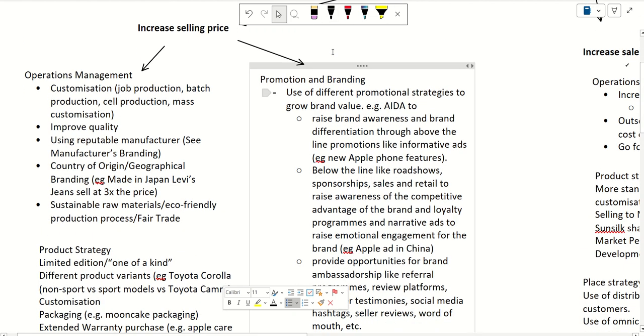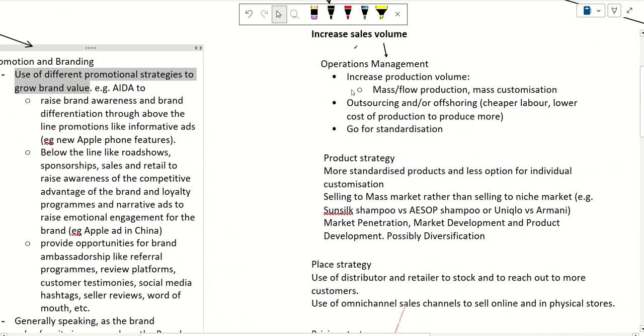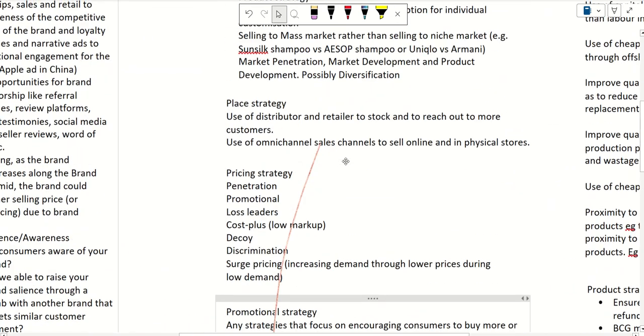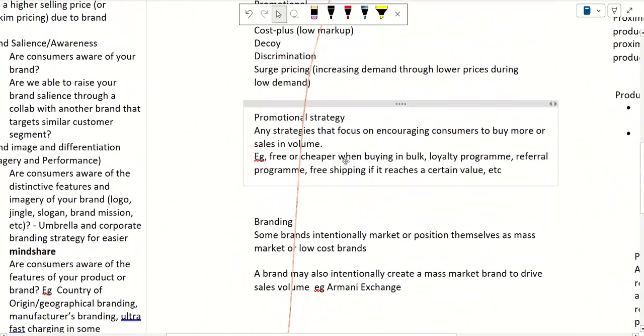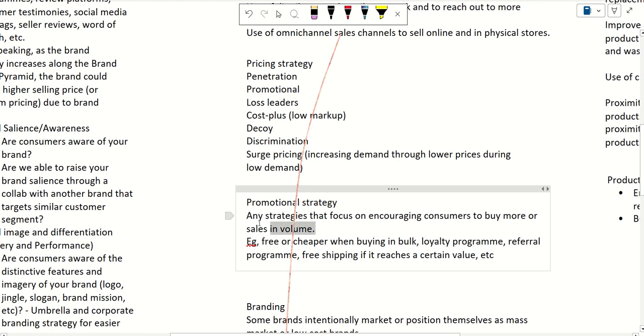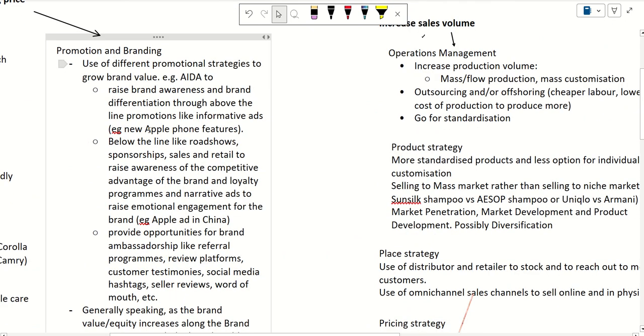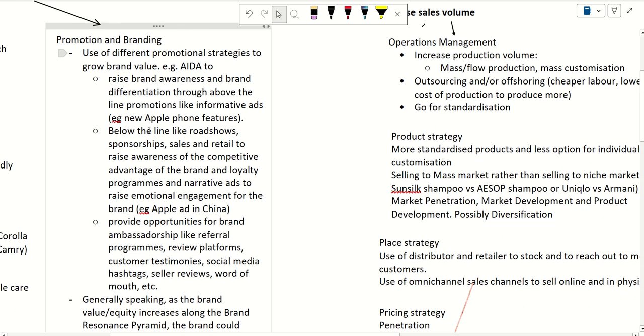So how does that affect increasing of selling price? So what you do is that you notice the whole idea here is to increase the brand value so that you can increase the selling price. So your promotion strategies are very different in the objectives. Here is about increasing brand value. Okay, if you look at the promotion strategy under increasing sales volume, you'll notice that this particular promotional strategy is to encourage people to buy more. Okay, so this is increasing brand value, right? So two different sets of plans, okay, because of the different objectives. Okay, so please be nuanced.